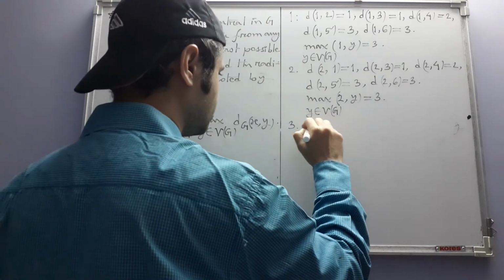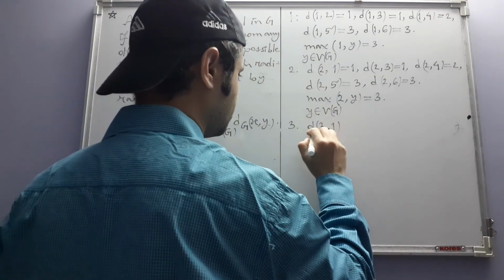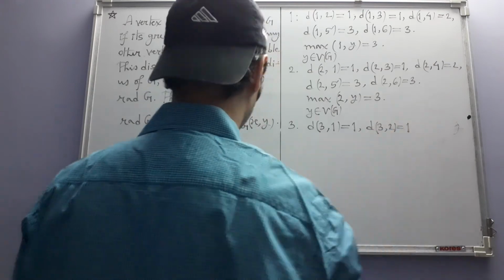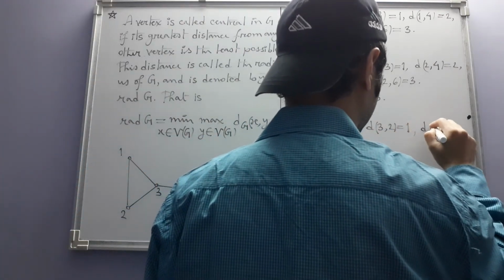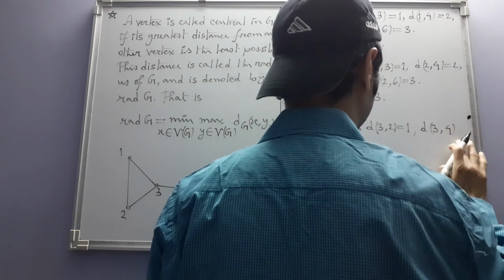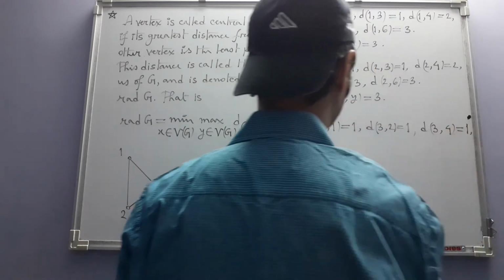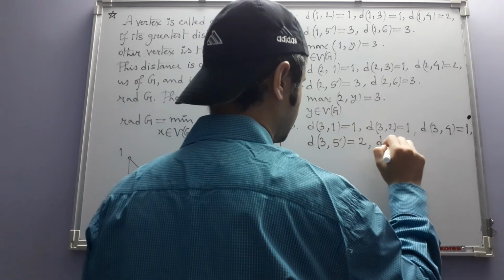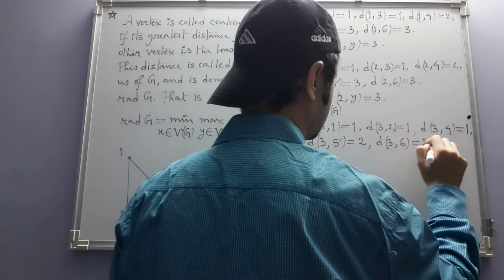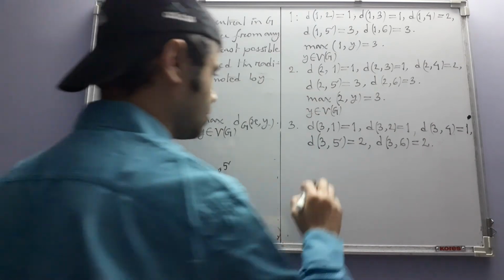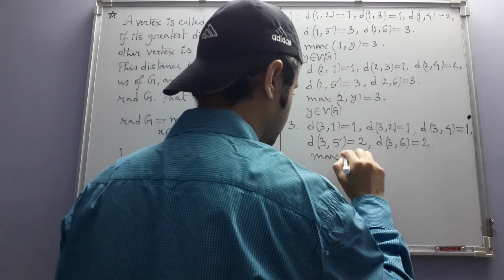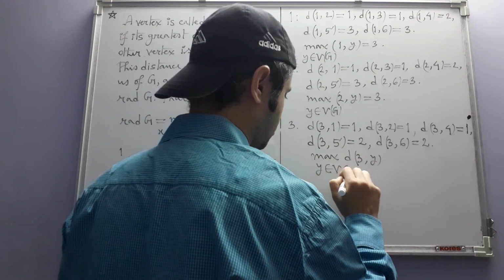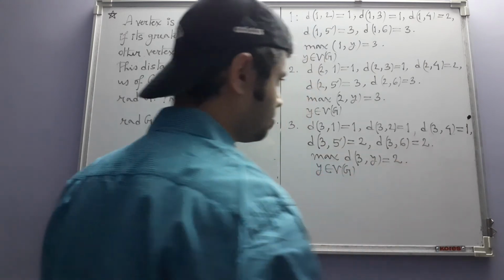Then what about 3? d(3, 1) is 1. d(3, 2) is also 1. d(3, 4) is also 1. d(3, 5) is 2 and d(3, 6) is 2. So in this case the maximum distance is 2.